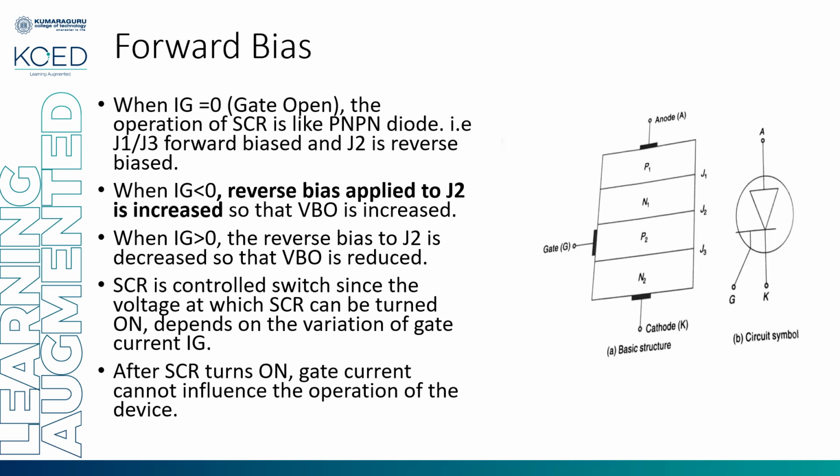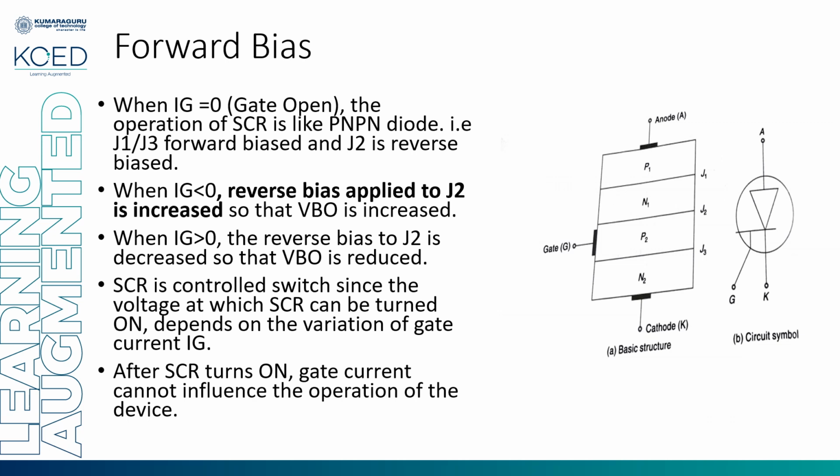When we forward bias an SCR, we can consider two cases: when the gate current is idle, when you don't give any gate current, and when you give a gate current. So when the gate current is 0, it is exactly similar to a normal PNPN diode or a Shockley diode. The working of the SCR is just similar to a PNPN diode.